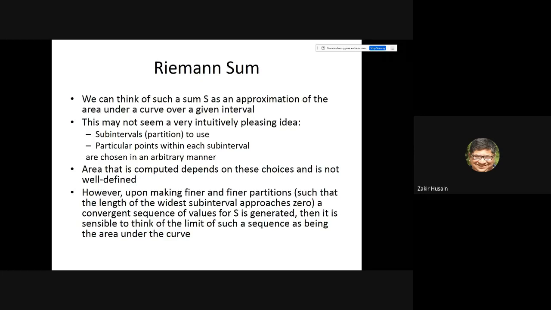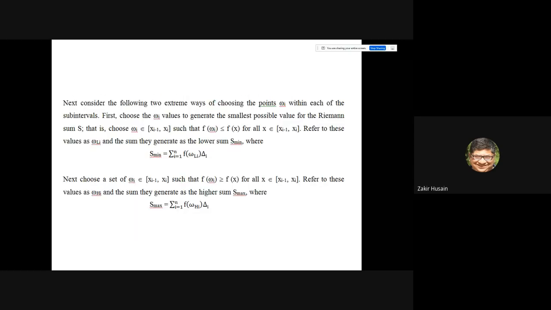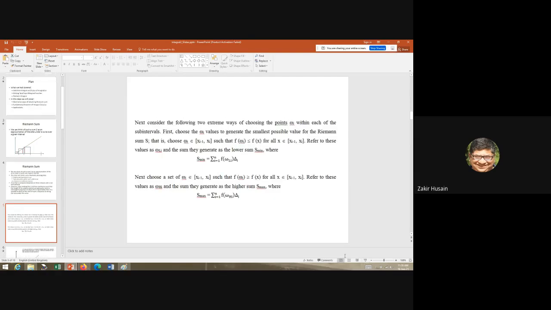So we had pointed out in the last class that what we can do is we can reduce the length of the subinterval. We can make the subintervals finer and finer such that the length of the widest subinterval approaches 0. In that case, a convergent sequence of values for S will be generated, and the limit of such a sequence is the area under the curve. Now we can approach this problem in a slightly different way. We consider two extreme ways of choosing the point omega within each sub-interval. First, we can choose omega to generate the smallest possible value for the Riemann sum S. Let's show this using a diagram.